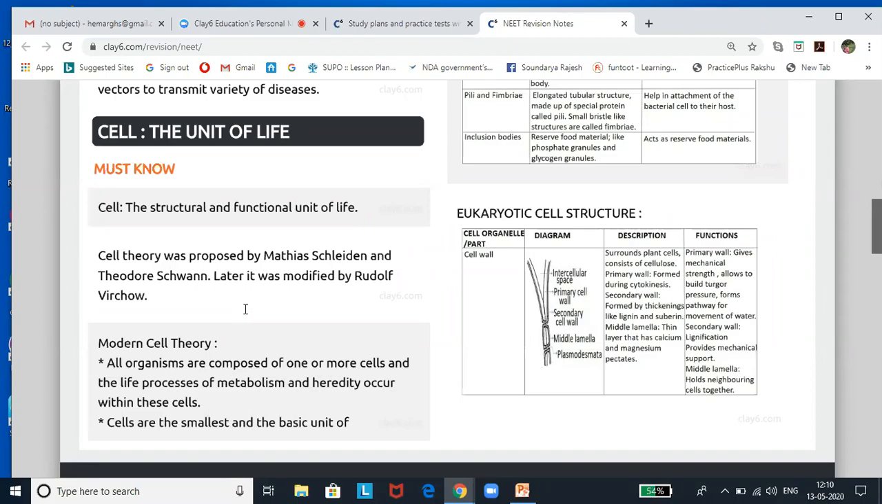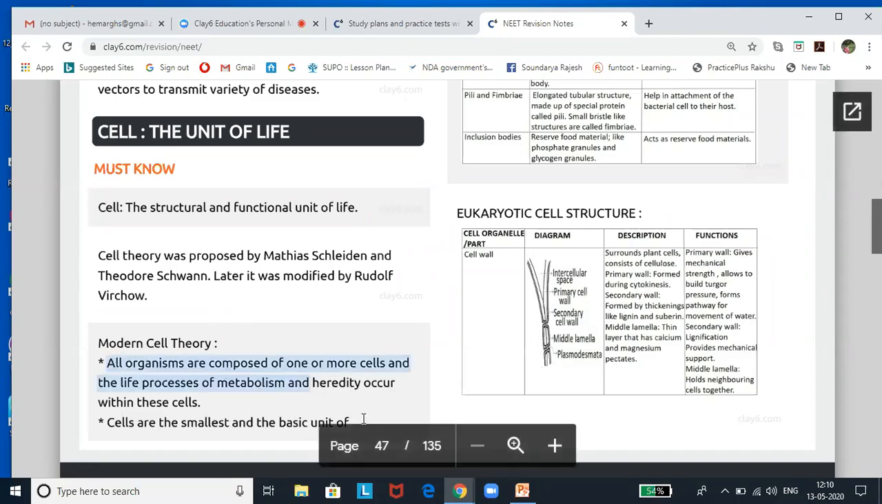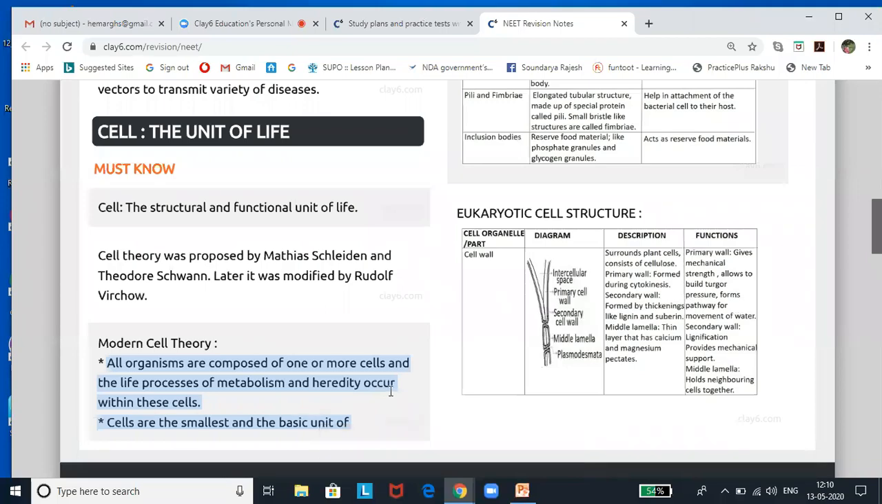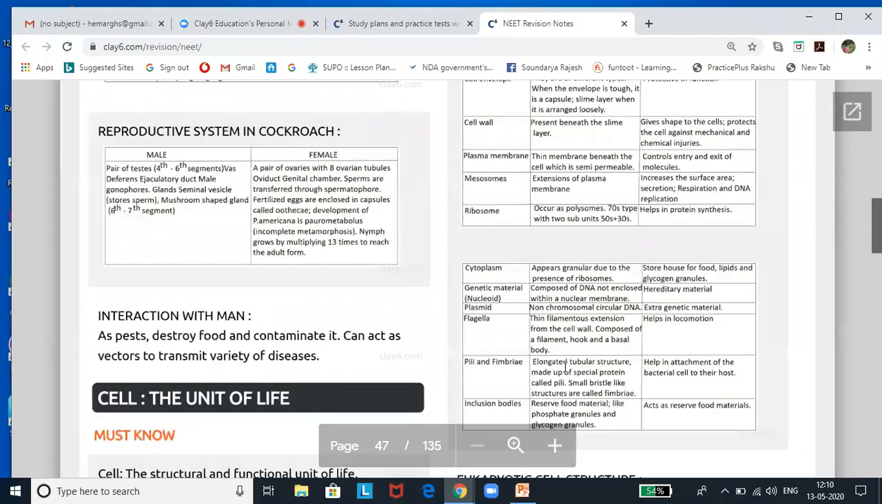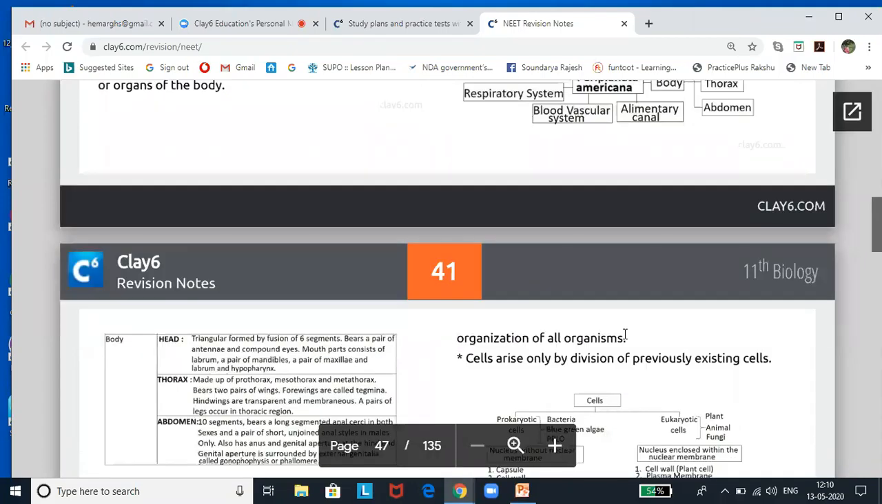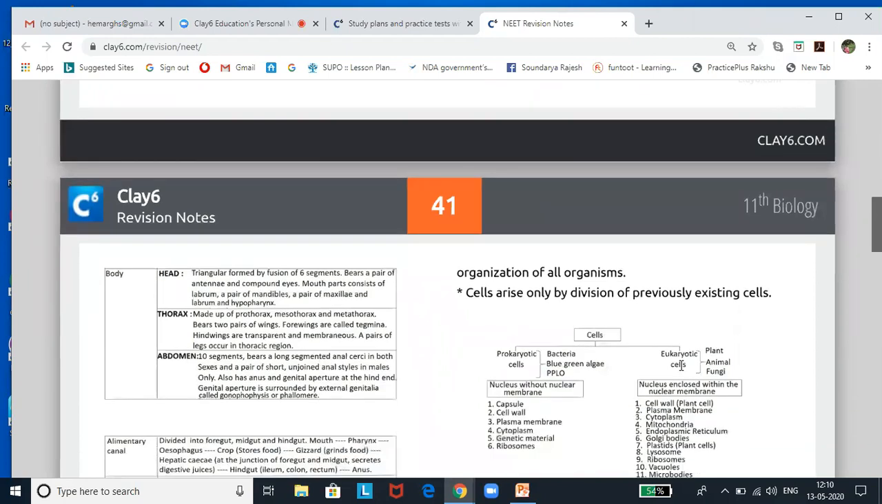Finally, the modern theory was proposed, which is understood by all of us as the following. All organisms are composed of one or more cells, and life processes of metabolism and heredity occur within these cells. Cells are the smallest and basic unit of organization of all organisms. Cells arise only by division of previously existing cells.